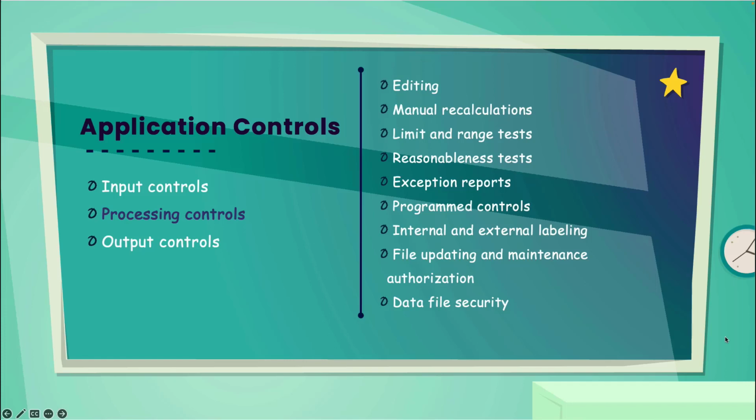Programmed controls are controls in the processing software used to detect errors in data and processing and direct the user on initiating corrective actions. Internal and external labeling are controls to ensure that the correct files are processed. So you usually label files or label data tapes or backup tapes to make sure that you're using the correct tape. File updating and maintenance authorization are controls to ensure that stored program data used for processing are adequately safeguarded. And data file security are controls that prevent unauthorized access to the application to alter data.